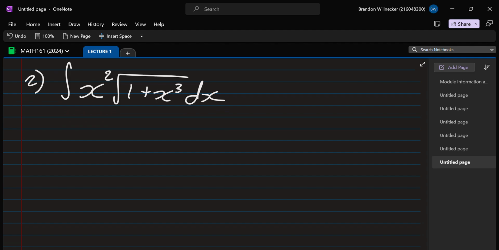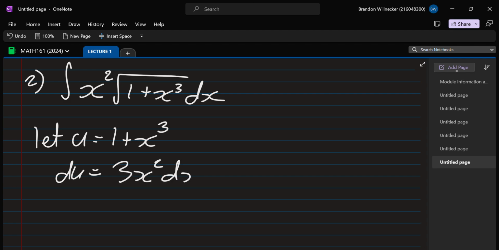Forget the x squared, we can deal with that later. We've got an outside function, we've got an inside function. Let u be the inside function. So let u be equal to 1 plus x cubed. Okay, we can do this next part in our head. The derivative will be 3x squared. At this point your derivative should be very quick to do. Now we've got x squared at the beginning there. Here we've got 3x squared. We don't want the 3. Divide both sides by 3.